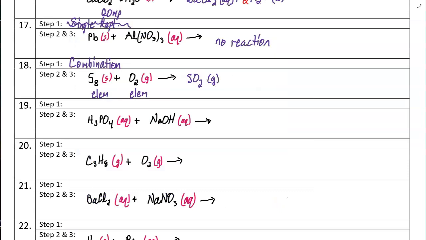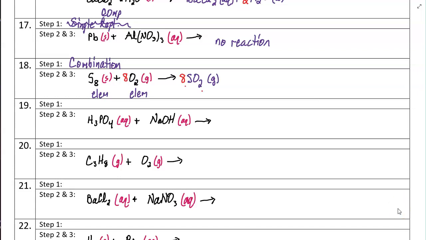Then balance this. There's 8 sulfurs on the left side, so putting an 8 right here makes 8 sulfurs. 8 times 2 is 16 oxygens, so putting an 8 right here will make the 16 oxygens.